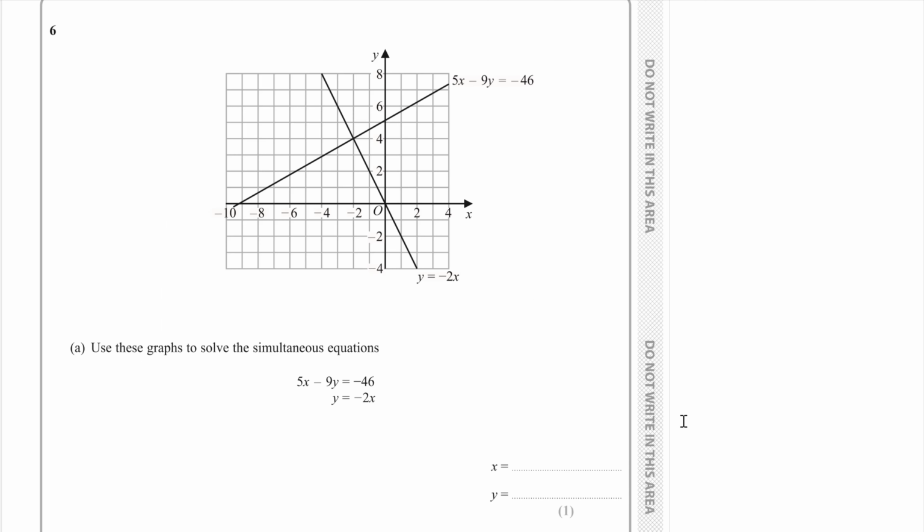Question 6. Use these graphs to solve the simultaneous equations. Looking at the 2 straight lines on the graph, they cross at the point where x is -2 and y is equal to 4. This is the solution.